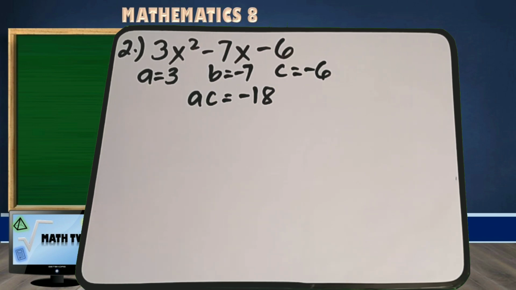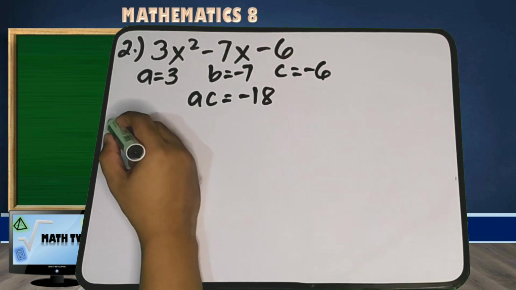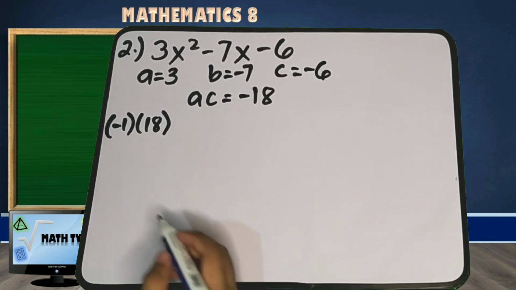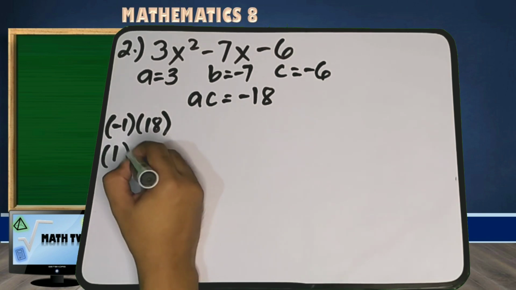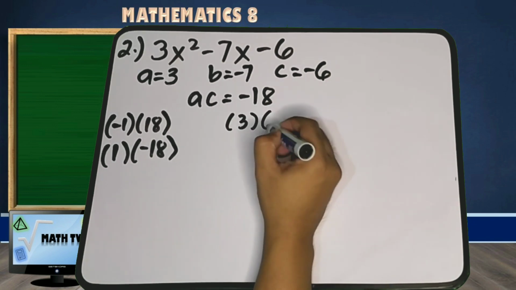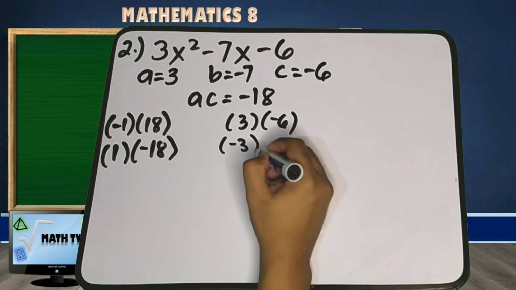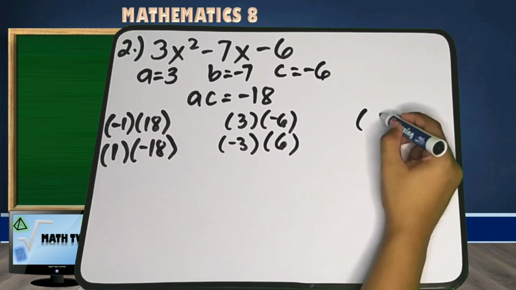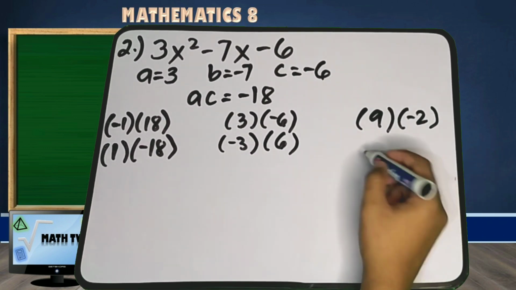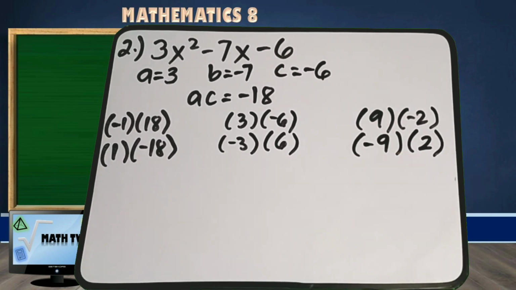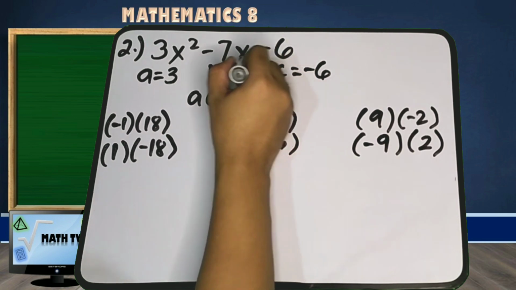Third step, ano yung mga factors ng negative 18? So negative 1 and 18. Positive 1, negative 18. So, pwedeng 3 times negative 6. Negative 3 times positive 6. So, pwede rin 9 times negative 2. At negative 9 times positive 2. So, sino dito sa 6 na to na kapag inad natin sila, ang magiging sagot ay negative 7.